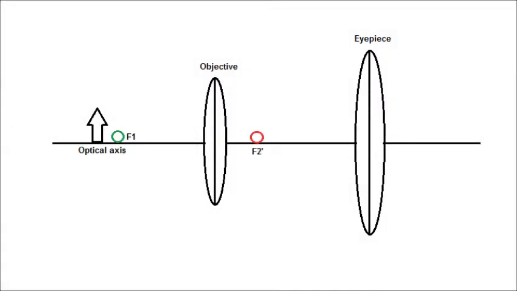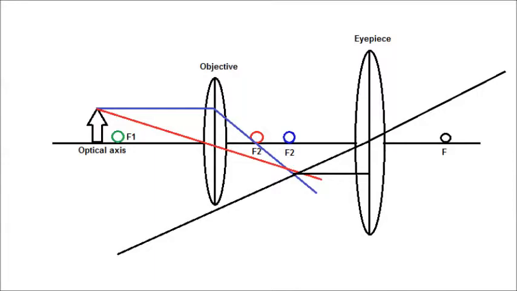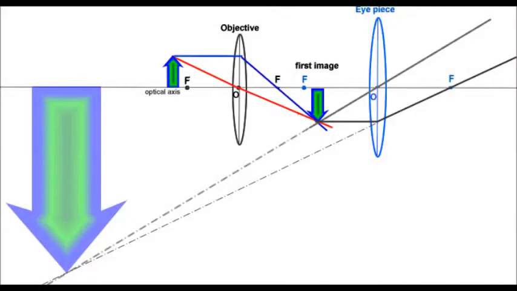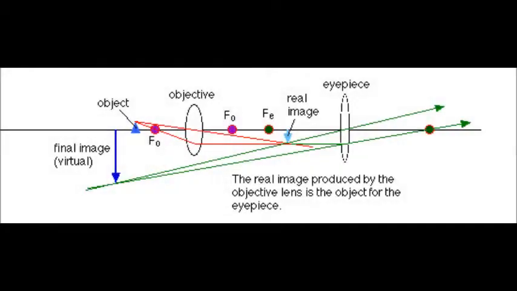A microscope arrangement is shown in the picture along with a ray diagram showing how the first lens creates a real image. This image is the object for the second lens, and the image created by the second lens is the one you see when you look through the microscope.